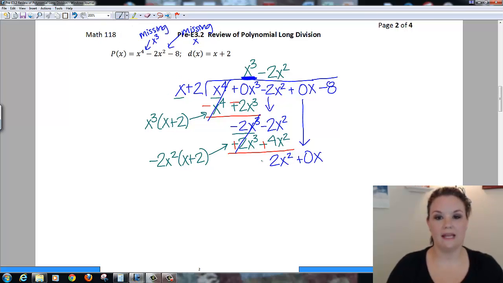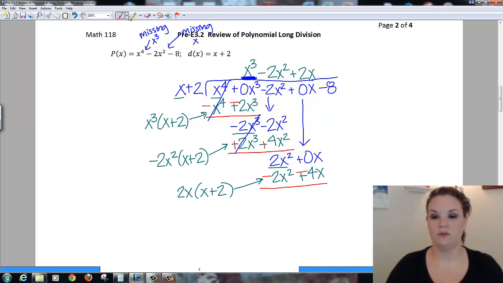What do I have to multiply X by now to make it look like 2X squared? I need a positive 2, and I need another X. So I'm going to do 2X times my divisor, which is X plus 2, and write that here. 2X times X is 2X squared. 2X times 2 is 4X. Then I draw my line, change both signs. So my first two terms are now opposite, and when I combine 0 and negative 4, I get negative 4X. Then I bring down my next term, which is negative 8.